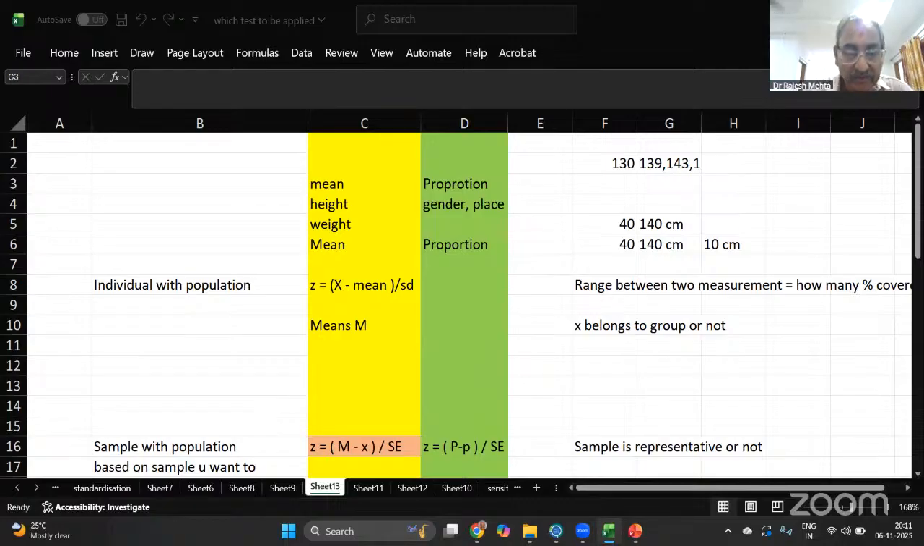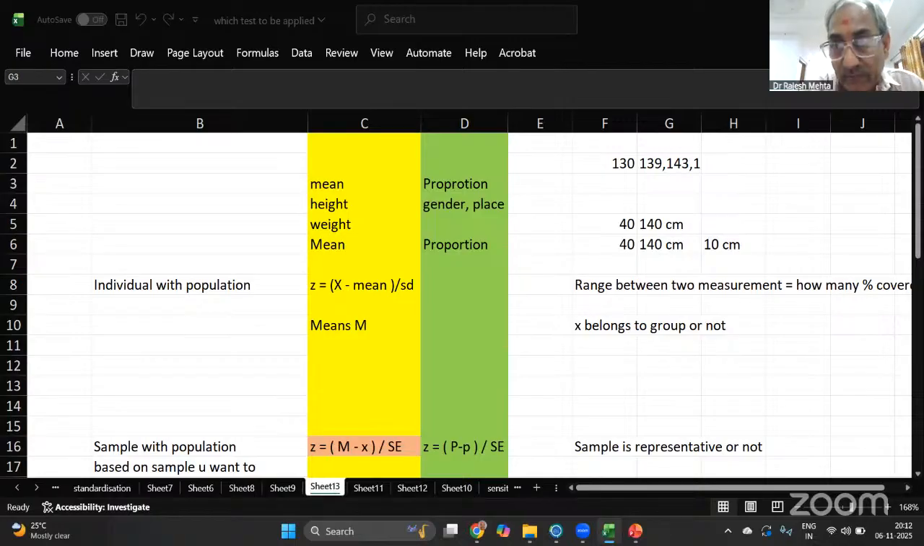Yes, because range is 140 plus 2 standard deviation to 140 minus 20. That is between 160 to 120. That is the range, 160 to 120. So 95% people will be in this range.